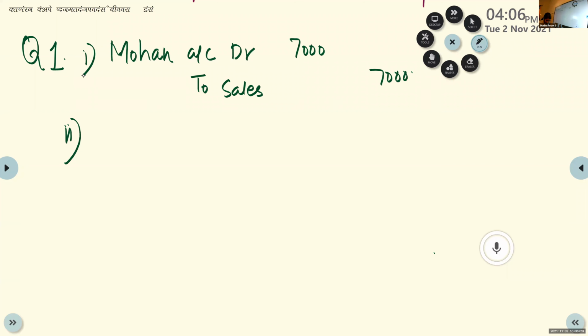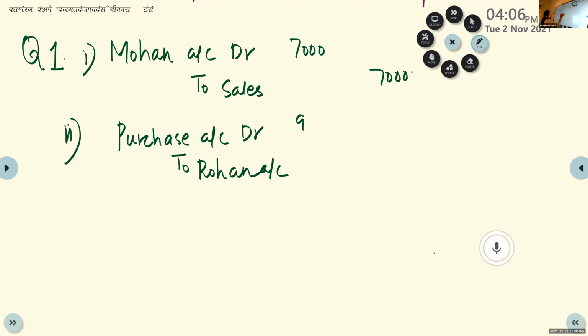Second one. Credit purchase from Rohan rupees 9,000 were not recorded. Akshay, purchase account debit to Rohan account. Okay. So that was omitted. We are going to write it. Amount 9,000. Now the third one.